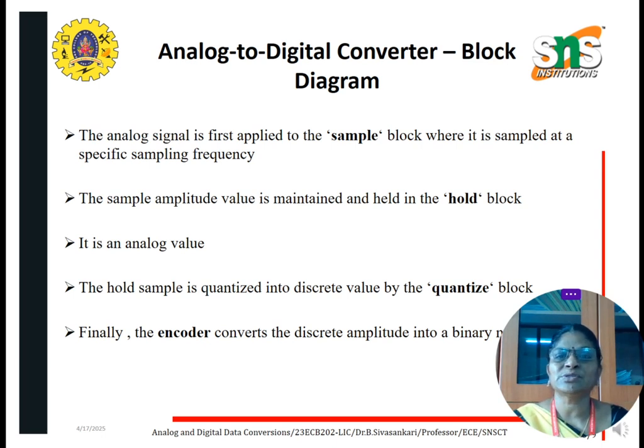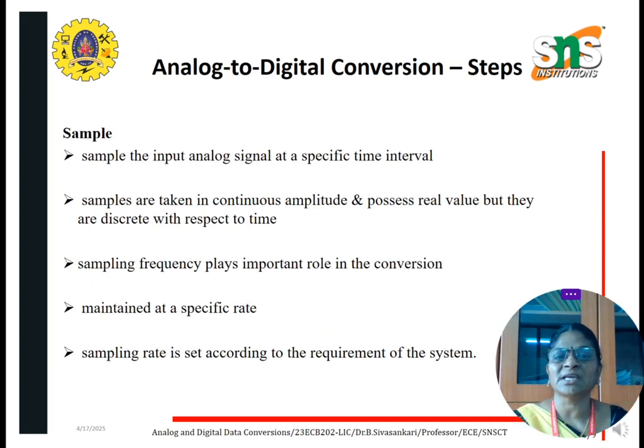The sample block is used to sample the input signal, and the sampled amplitude is maintained and held in the hold block. It is an analog value. The held sample is quantized into a discrete value by the quantize block, and finally the encoder converts the discrete amplitude into binary form. So in general we had a discussion about each block. Now let us look in detail at the function of each block.